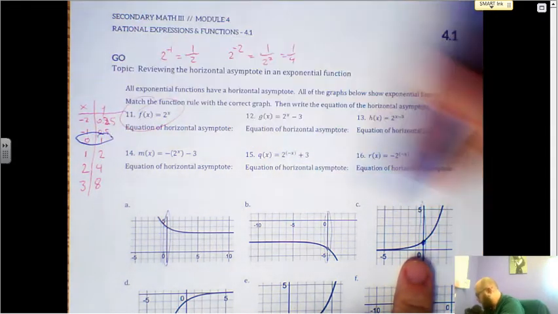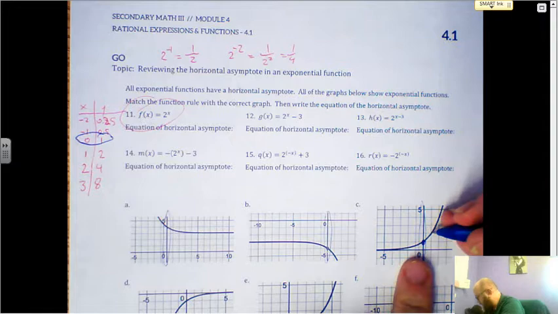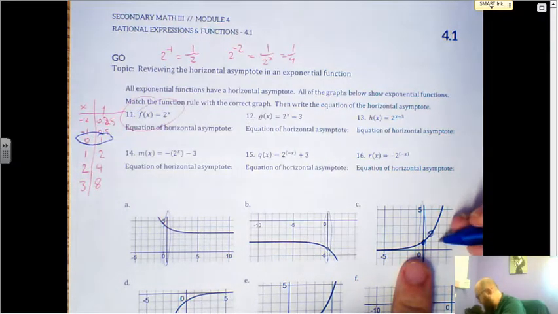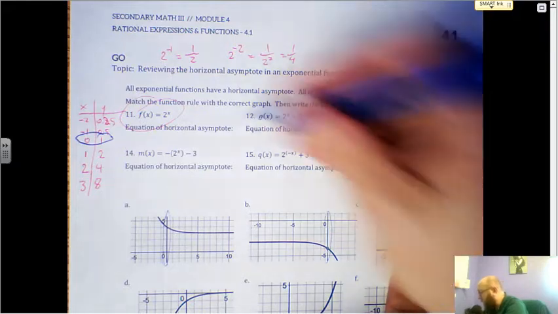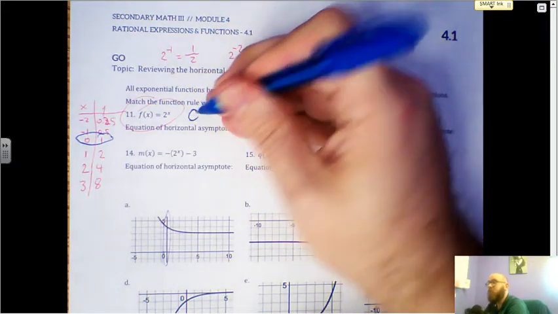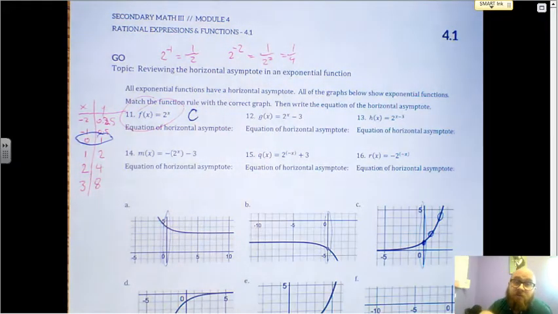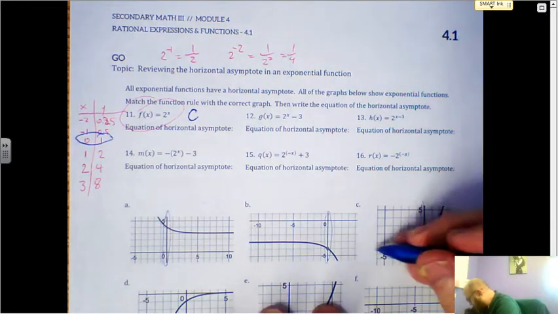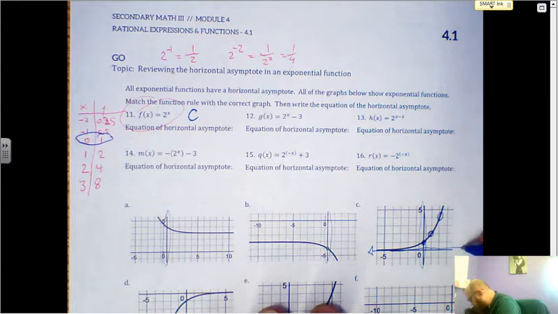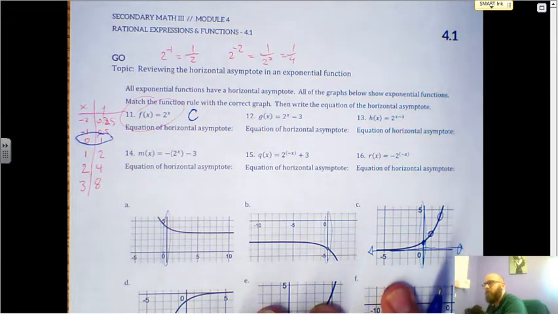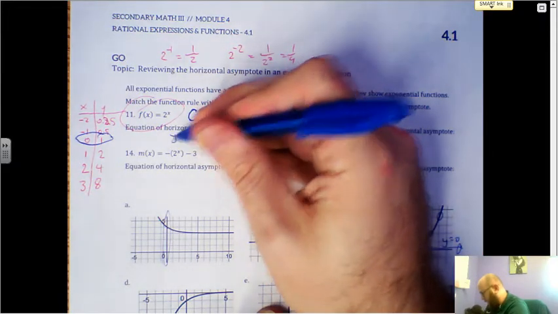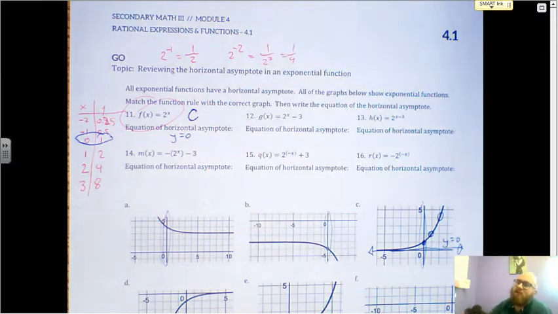1, 2. 1, 2 matches. 2, 4. 1, 2, 2, 4 matches. So I know that this is graph C. But then it asks me to write the equation of the horizontal asymptote. So where is my horizontal asymptote? It's right here. And what's the equation of that line? Well, that line happens to be my x-axis. That's where y equals 0. So y equals 0 is my horizontal asymptote.